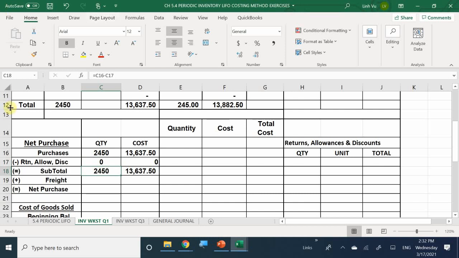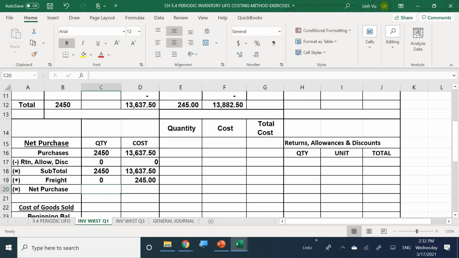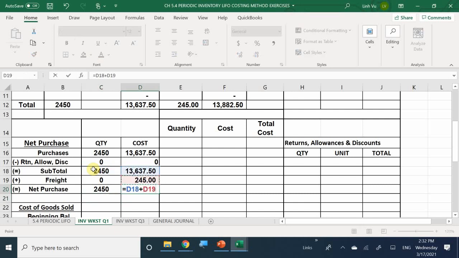Once again, we have freight. Does freight increase quantity? No. But what does it increase? Your total cost. It increases your total cost. So in here, I'm going to cell reference my $245. Okay. And now I'm going to add up my columns because in this case, I need to know what my total cost is or what my net purchase is for having the 2,450 items, right? So in this case, I'm going to add these two numbers together because that will give me my grand total of how much it cost me.